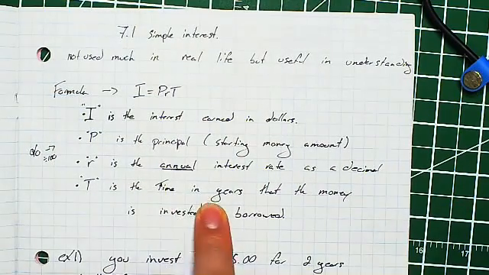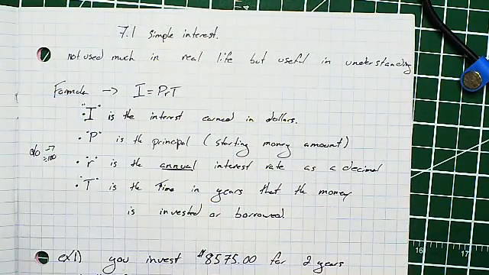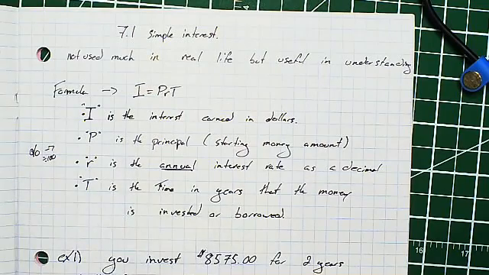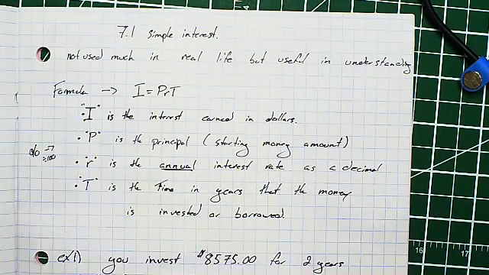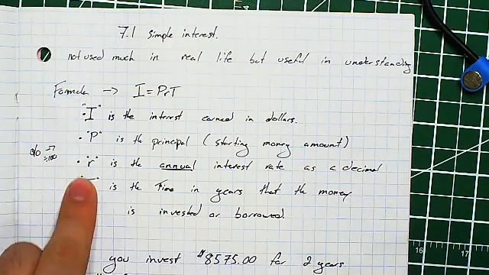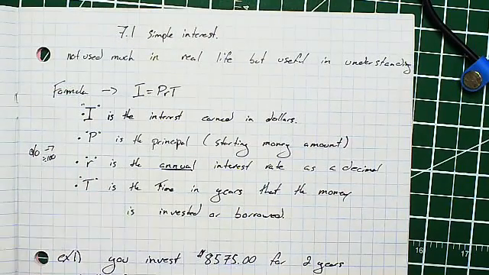T is your time, and it's going to be expressed in years. If you're given it in months, you have to use it as a fraction of a year. Same goes for the annual interest. This is saying annual is once a year. Sometimes it's quarterly, sometimes it's monthly. These two, R and T, that's kind of where the math gets involved.